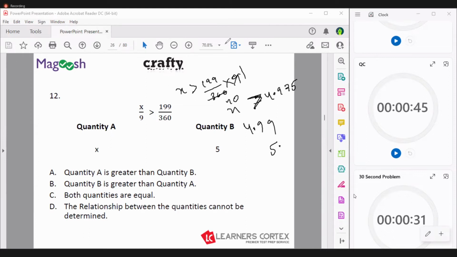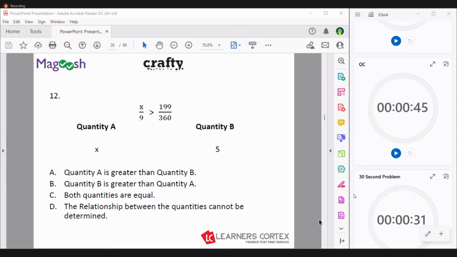Since it is not specified here that x is an integer, had it been specified that x is an integer, even then x would have been greater than 4.975, and the smallest possible value for x would have been 5. Unless it is specified which category the number belongs to, you'll assume that the number is a real number, and there are multiple possibilities for x: 4.9, 4.98, 5, 10, anything. So the relationship cannot be determined between the quantities.